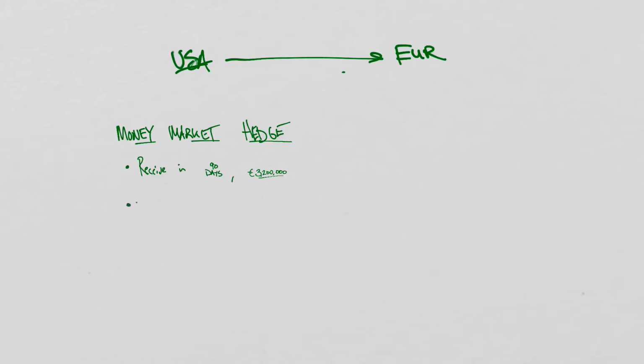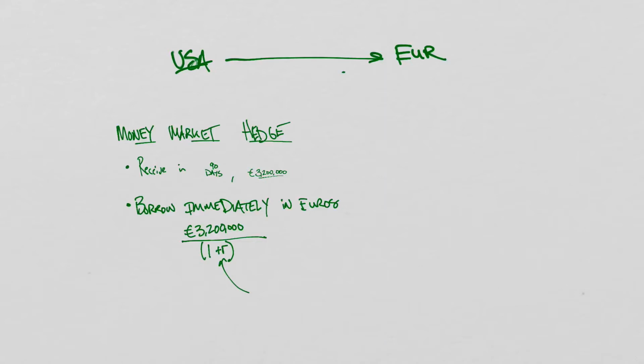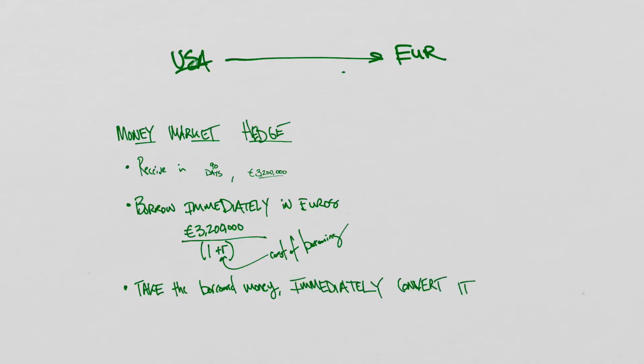is actually to borrow almost all that amount immediately in euros. They're not going to quite borrow all of it, the 3.2 million euros, but they're going to go to a European bank and ask to borrow almost that amount. But they're going to deflate that amount by the cost of borrowing the money for 90 days, the interest. The reason they do that is that they're going to take the borrowed money and then immediately convert it at the spot exchange rate.